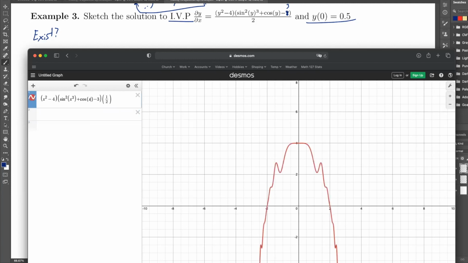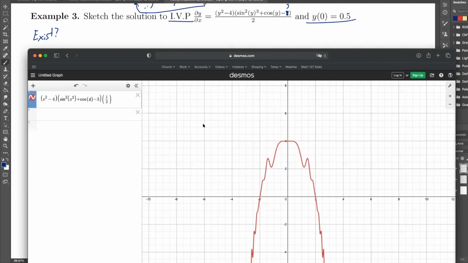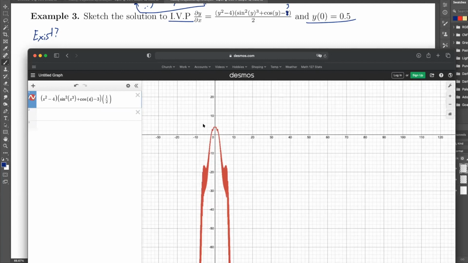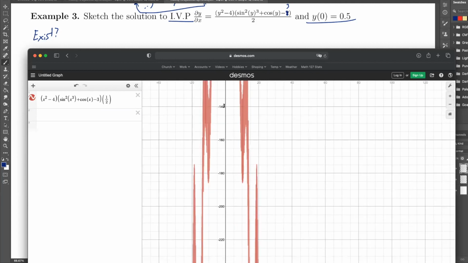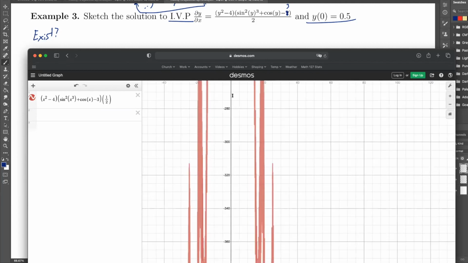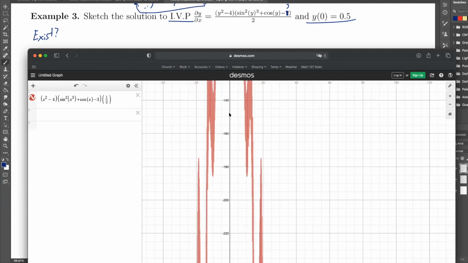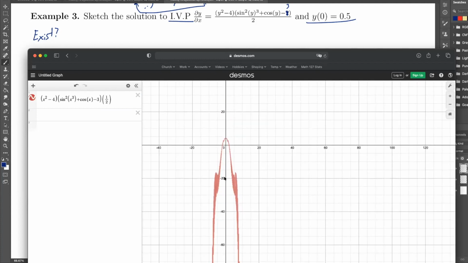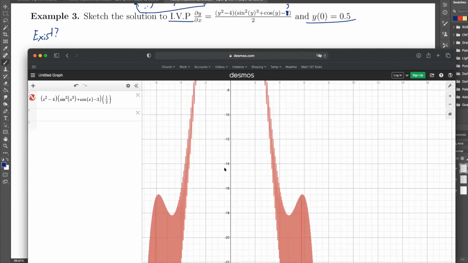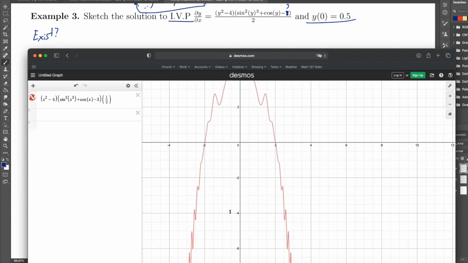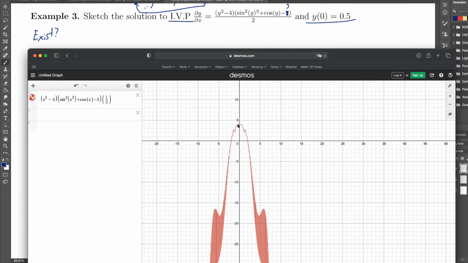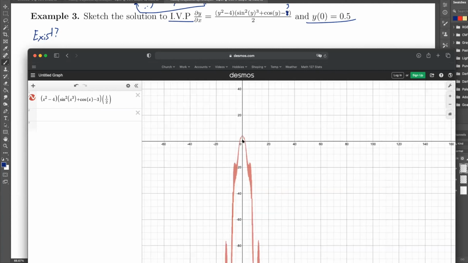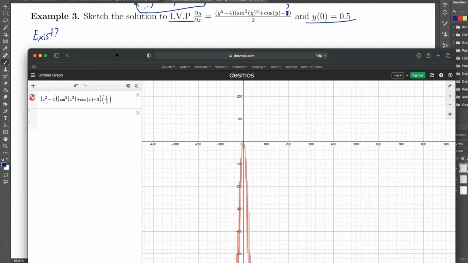Oh, I put in a y. Ta-da! It's funny looking, for sure, right? But it is continuous everywhere. So remember, this isn't my function. This is the derivative of my function, right? And it looks like this absolute hot mess of an equation.